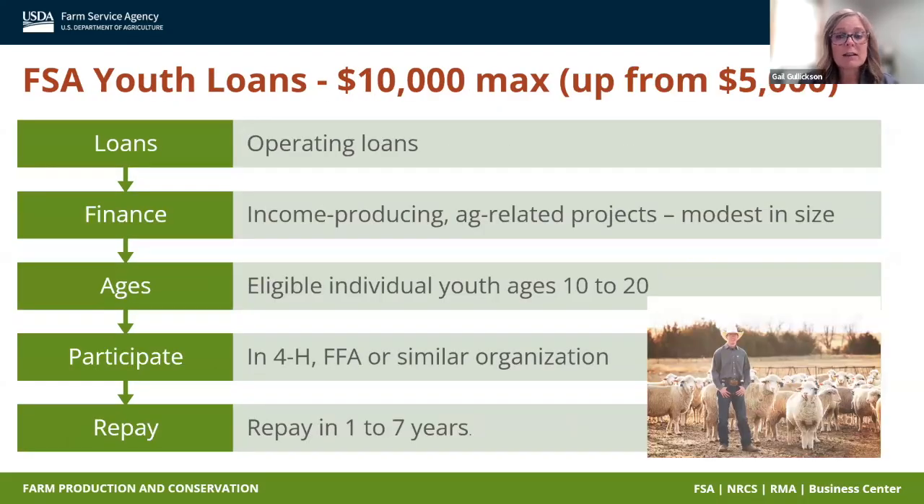So FSA does make operating loans to individual youth, ages 10 to 20, to start and operate income producing projects of modest size in connection with their participation in 4-H clubs, FFA, tribal youth group, or similar ag organization. The maximum loan amount is 10,000, and this can be a combination of youth loans. And that is a picture of a youth loan producer in South Dakota who used his youth loan to purchase sheep.